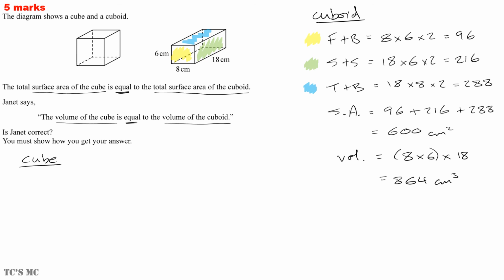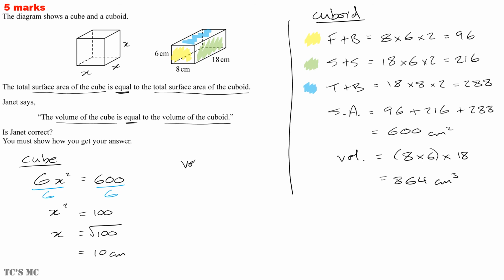We don't have any dimensions for the cube, so I'm going to call each length x. Remember, a cube has all lengths the same, and each face is a square. We have 6 squares for the surface area, so we have 6 lots of x squared. The surface area is the same as the cuboid, so it's equal to 600. Now I'm going to divide by 6. So x squared must be 100. That means x is the square root of 100, and x is 10 centimeters. Now I have a third mark.